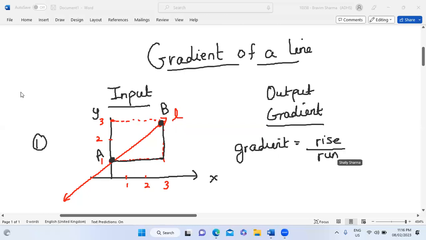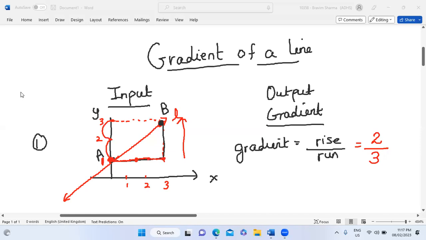Now, what is the meaning of rise here? Rise means how much up it is going. Let's say I'm finding the gradient from A to B. So how much up is it going? At A, the y value is 1. Then it is moving from 1 to 2 and 2 to 3, so 2 units up. In the same way, when I am going from A to B, how many units across am I moving, meaning in the x direction? I am going this way: 1, then 2, and then 3. So 3 steps in the across direction, or the x direction.